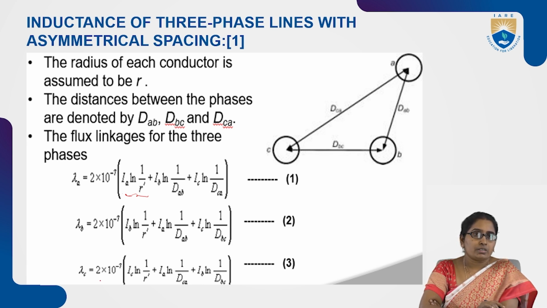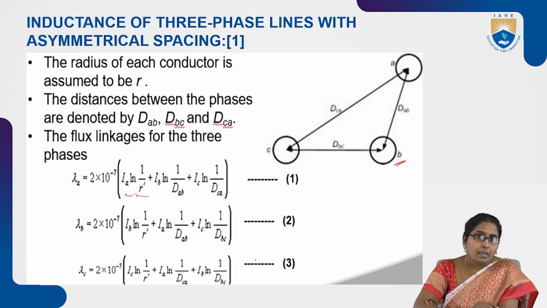So psi B is equal to 2 into 10 power minus 7 times: due to its own current Ib, the term Ib log of 1 by r dash, and due to the neighboring conductors A and C, for conductor B, due to conductor A, Ia into log of 1 by DAB. Then due to conductor C, Ic into log of 1 by DBC. That is equation 2.